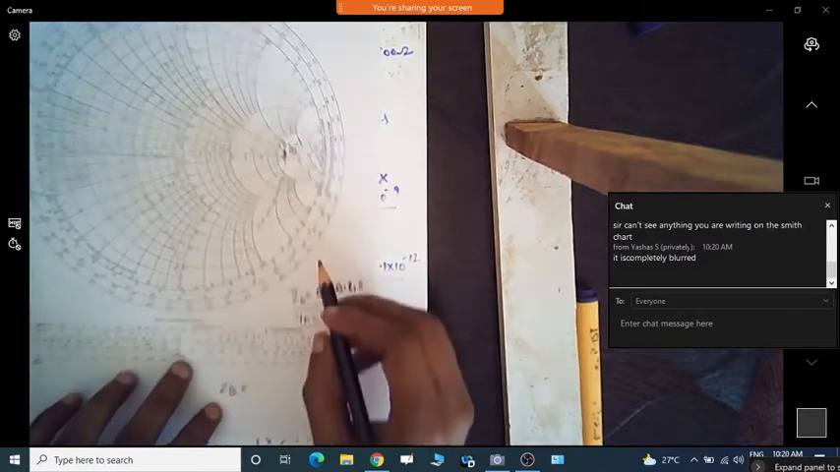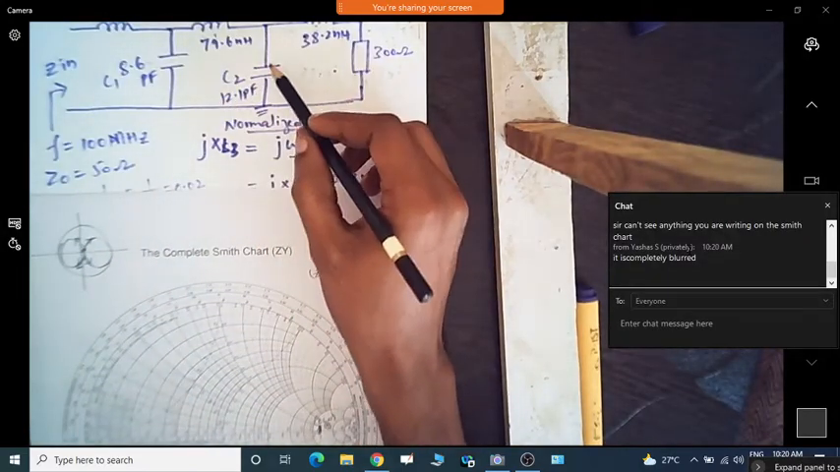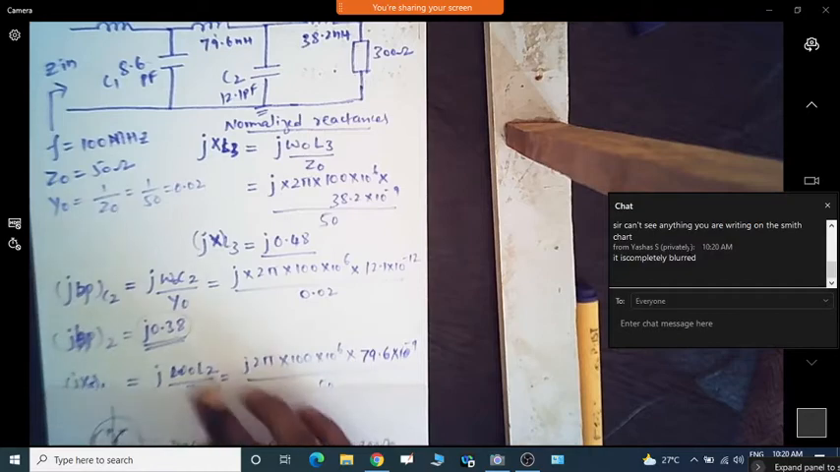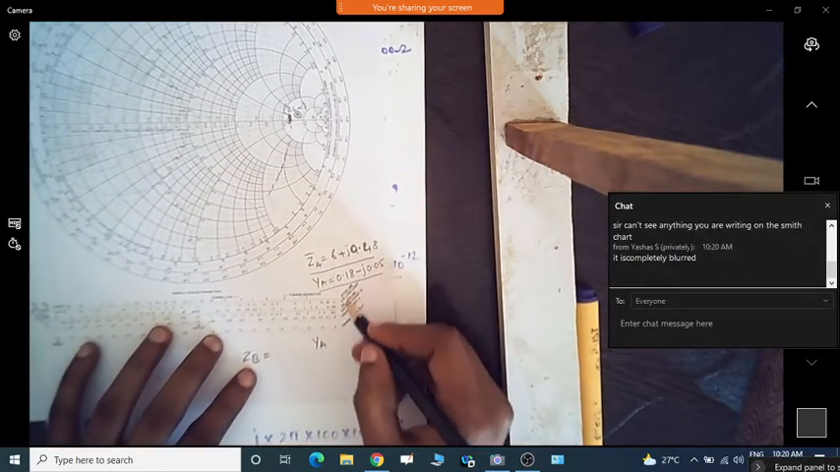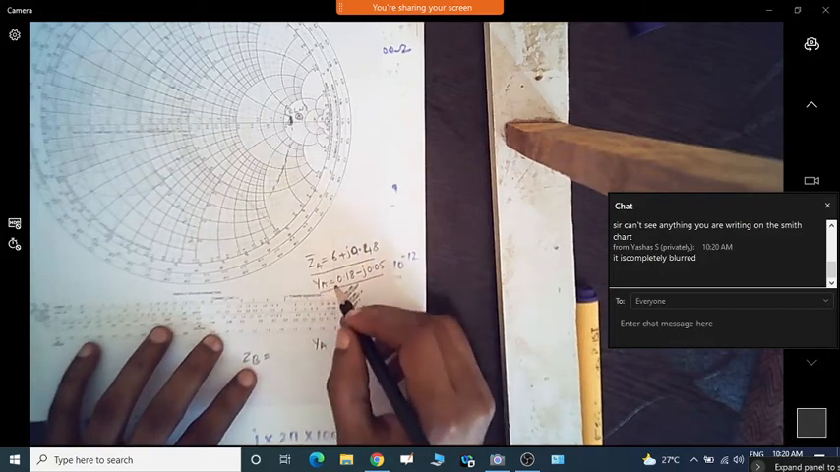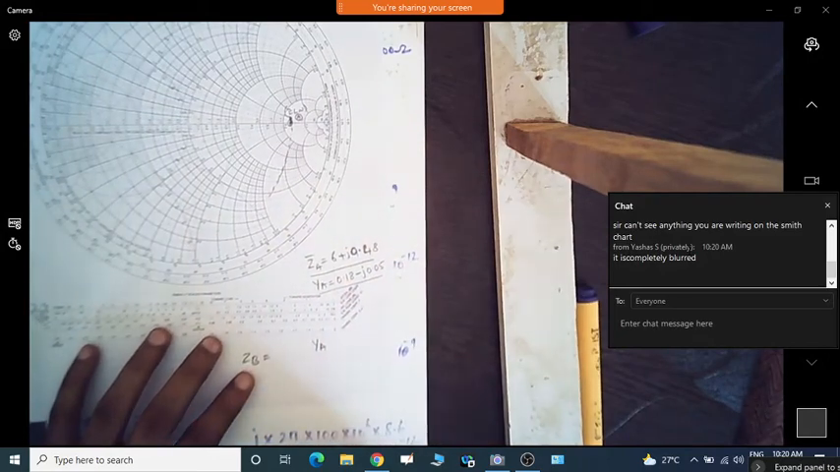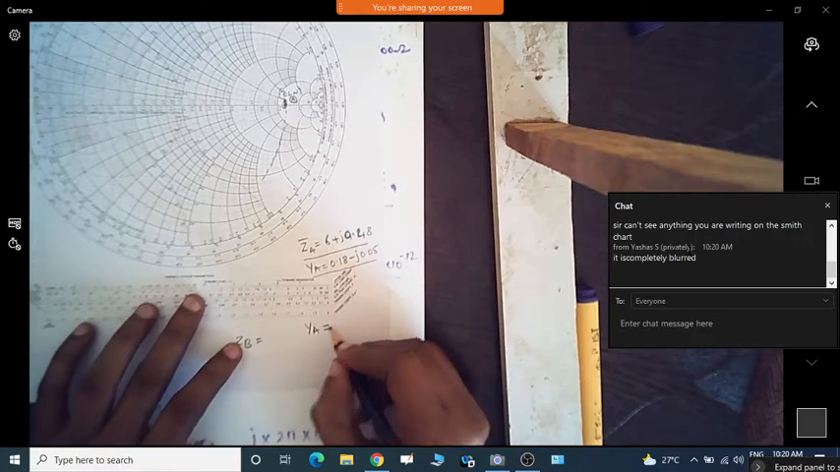Since we are adding the susceptance of capacitor C2, which is 0.38, we have to add the susceptance to the admittance value that we found at point A.